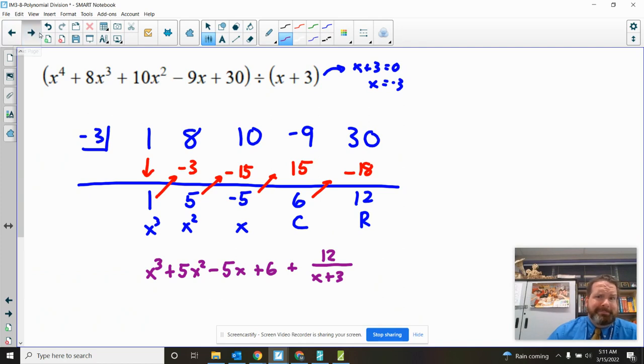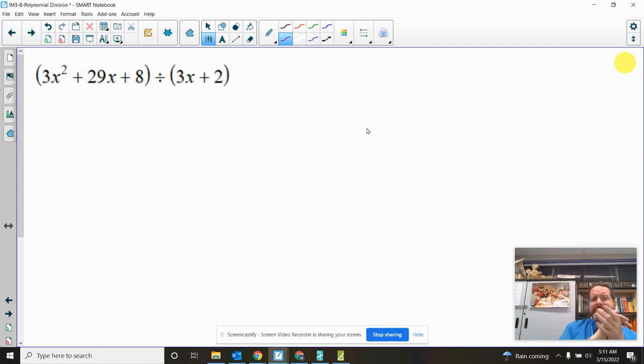Okay, let's go again. Even with synthetic division, you do need to be a little careful if there is a coefficient in front of the x. Here's what I mean. Let's get things set up. I'm going to leave a space here; we'll put this number in the box in a little bit. I've got 3x squared, 29x, and an 8.